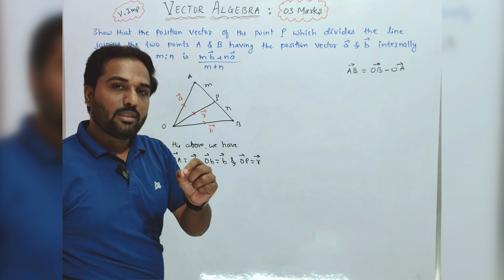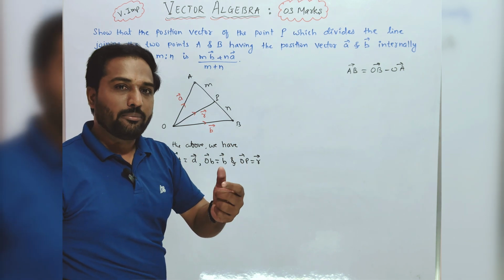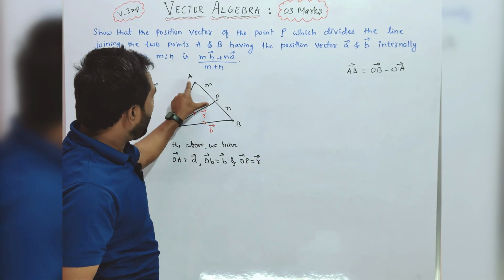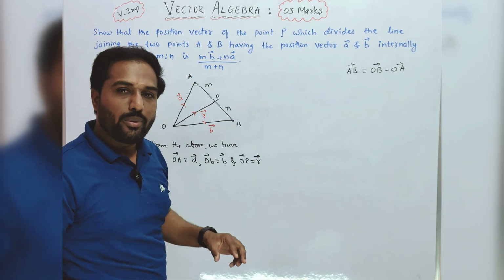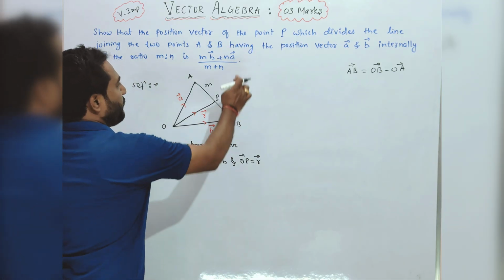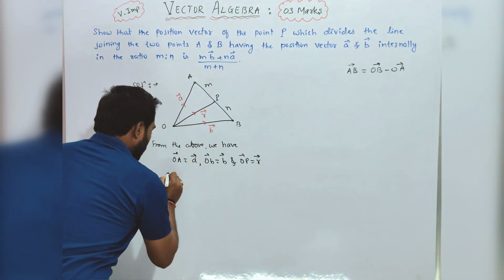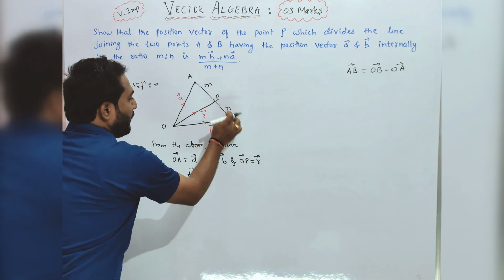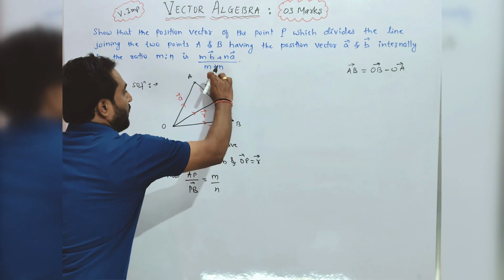In vectors, the direction matters the most, because AB is equal to minus BA, that is in the opposite direction. The negative sign indicates opposite direction. So AP, PB. When a ratio is given, m is to n can also be written as m by n, and m by n can also be written as m is to n. Let us write in the division form because we need the expression in the division form. So vector AP divided by vector PB is equal to m by n.